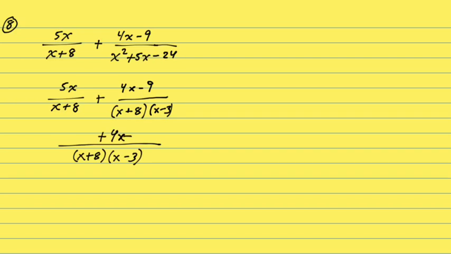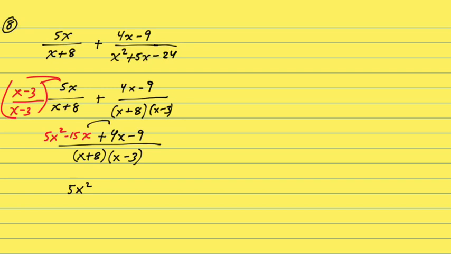This 4x minus 9 is already over the denominator. What does this side need in the denominator that it doesn't have? It needs an x minus 3, I believe, right? So what is that? 5x squared minus 15x. So what do I get on top? 5x squared.